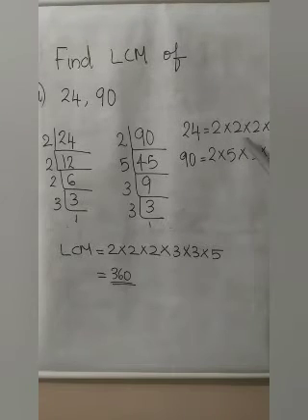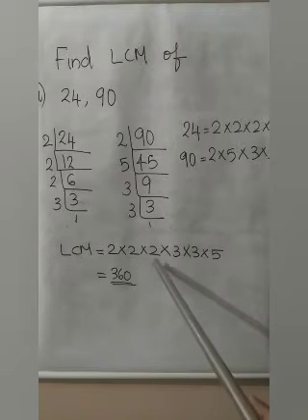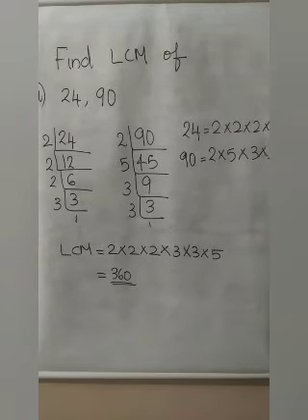Isn't it? Here 2 coming how many times? 3. Here coming only 1. So we are taking the greater. 2 3 times we took here. Here 3 2 times. Here 1 time. So that 2 times we took here. Then here 5 1 time. Here no 5. But we need to write 5 in the LCM.